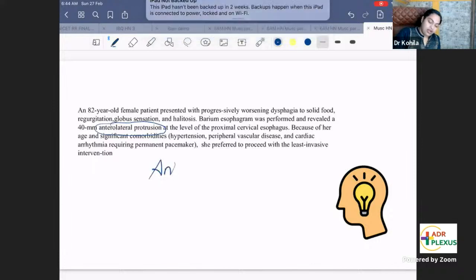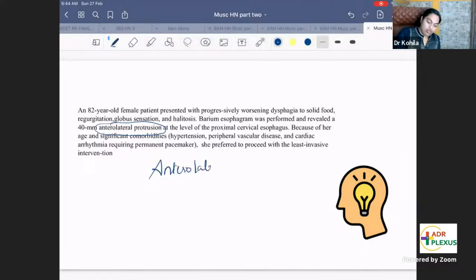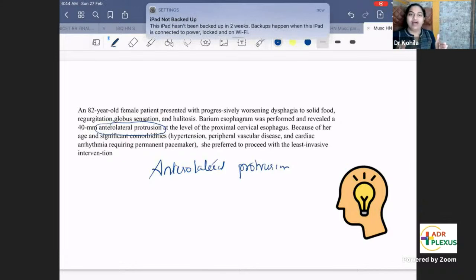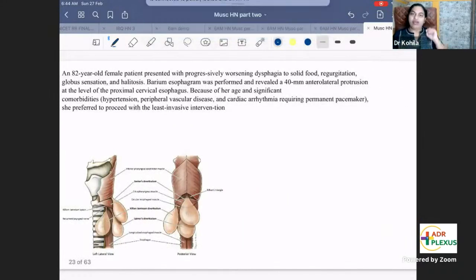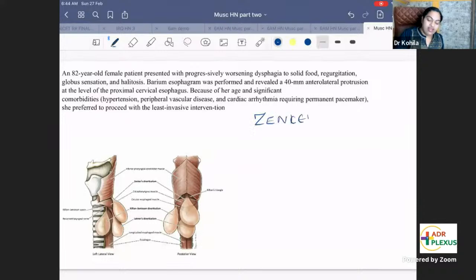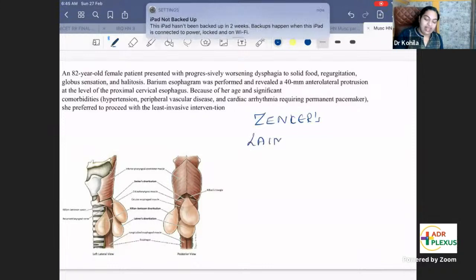Sorry, anterolateral protrusion. This is the one I want you to concentrate on to identify what type of diverticulum it is. Three important diverticula are there: Zenker's, Lemur, and one more, Killian-Jamieson.